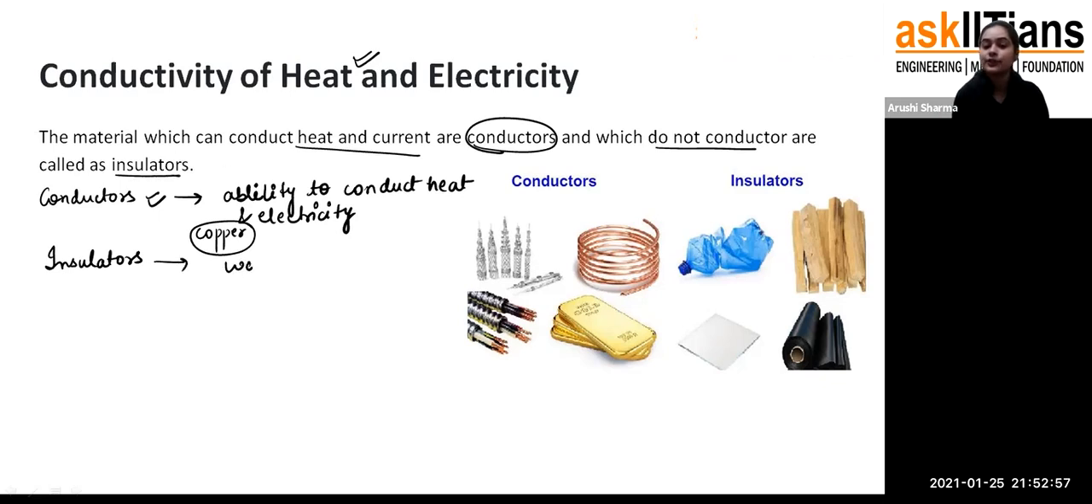For example, as you can see here, copper wire, iron and gold are conductors, and insulators are things like plastic and wood. All these are insulators of heat and electricity, which means electricity, current or heat will not be allowed to pass through them.